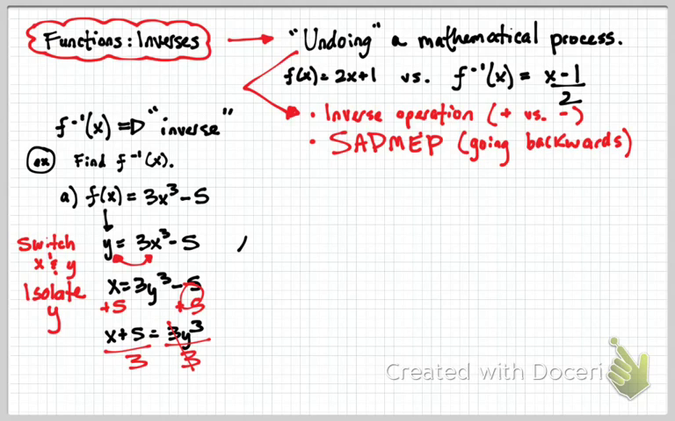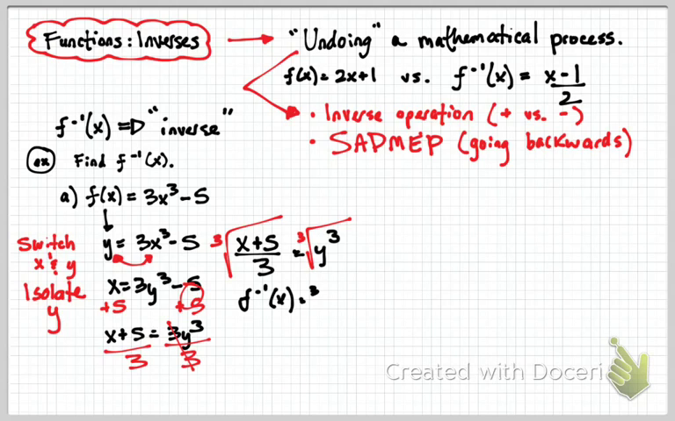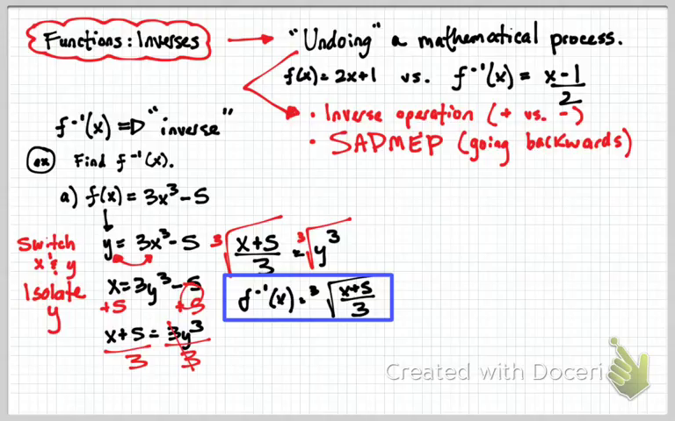Now we have x plus 5 over 3 equals y cubed. And then how do I take care of this cubed? Cube root it. Nice. Take the cube root of each side. And here's how I want you to write your final equation. We switched to y, but our original function's f. So you're going to write the inverse of f of x equals the cube root of x plus 5 divided by 3. Go ahead and box this. And make sure that all of x plus 5 is being cube rooted.